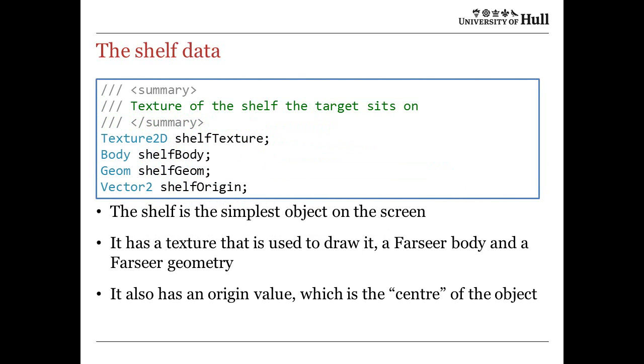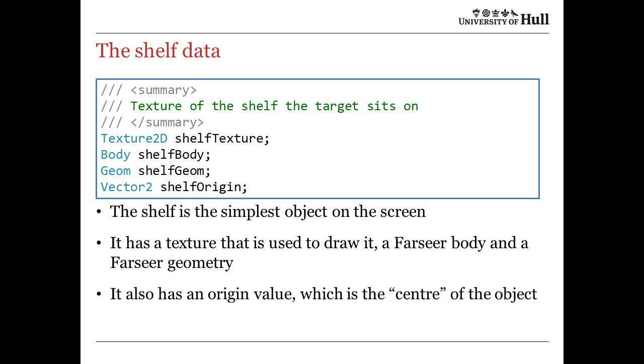If I'm putting a texture, an object on the screen, then this is a shelf. Okay. Now the shelf is the thing which the house is sitting on, and it has 4 components. There's the texture, which I'm using to draw it, which is basically just a coloured bar with a little gradient fill on it. I have the body, which is the Farseer object that keeps track of the body part of the game object, and the geometry, which does the bit for geometry. And then I have a vector, and what the vector tells me is where the origin of the object is.